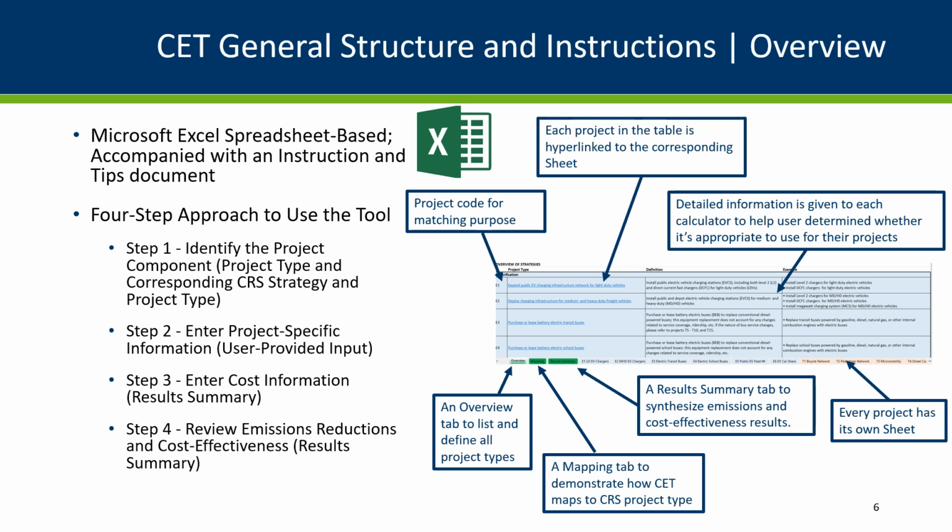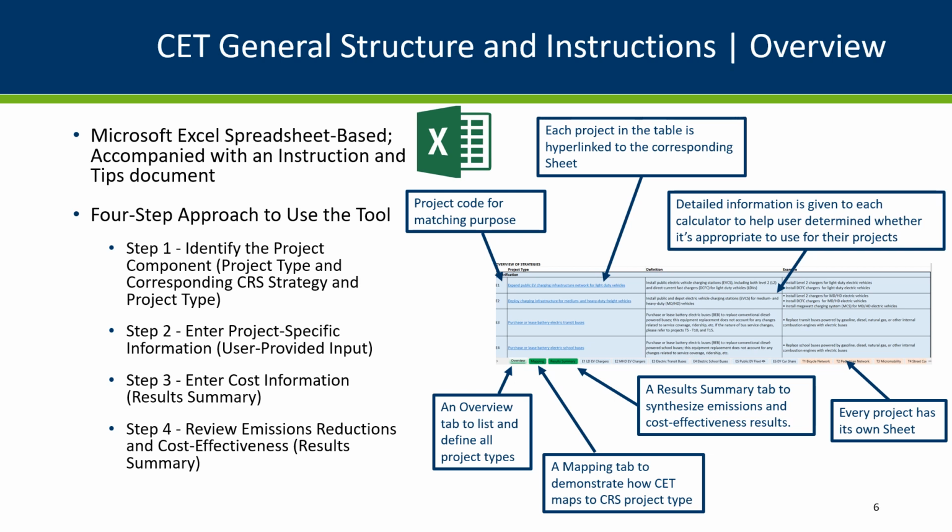As shown in the diagram here, the spreadsheet includes individual calculation tabs for specific types of projects. These calculation tabs allow the user to input information about the project to calculate the carbon emission benefits of the project. The first three dark green tabs labeled Overview, Mapping, and Results Summary are where users will likely start and end the analysis. The Overview tab provides descriptions, definitions, and examples of project types contained within the tool, as shown here.